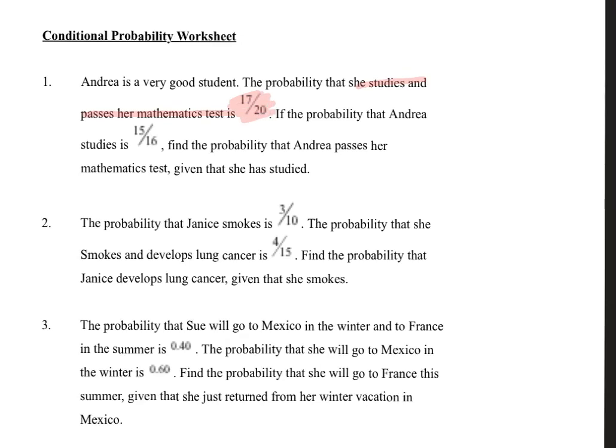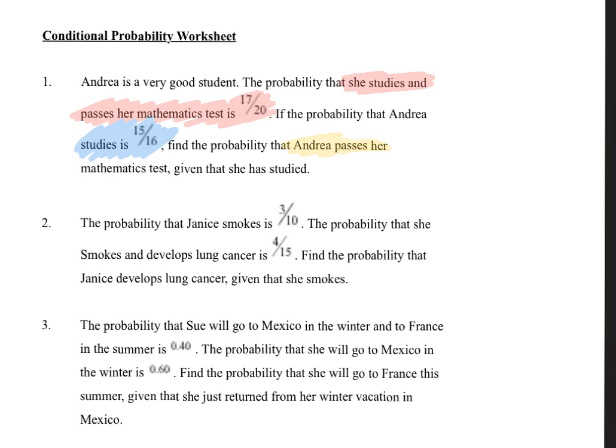Now, yesterday it was either probabilities or percentages. You can still find a probability from 17 out of 20. You just put it in your calculator and you get a decimal, okay? So the probability that she studies and passes her math test is 17 out of 20. If the probability that Andrea studies is 15 over 16, find the probability that she passes her math test.